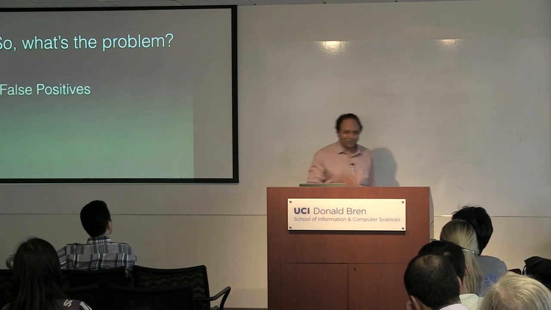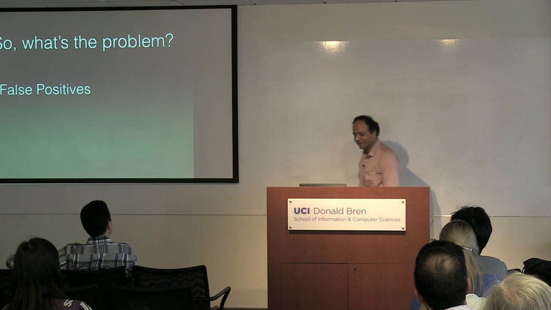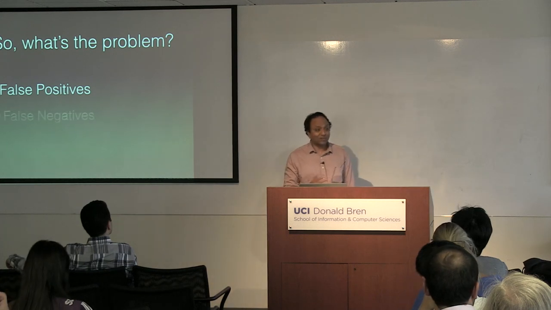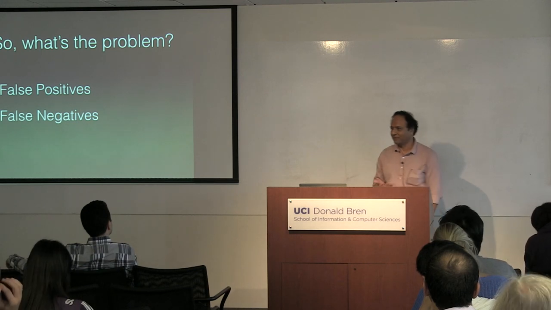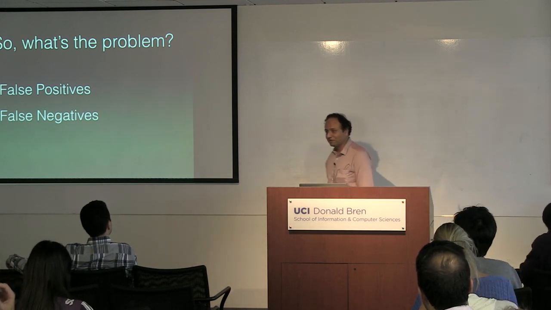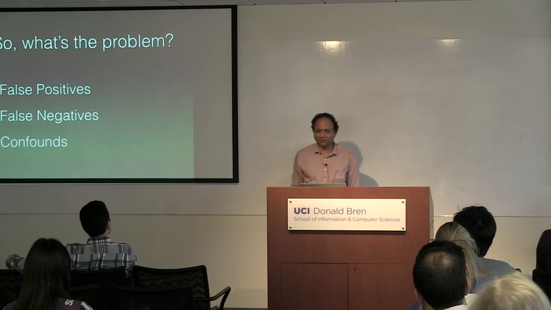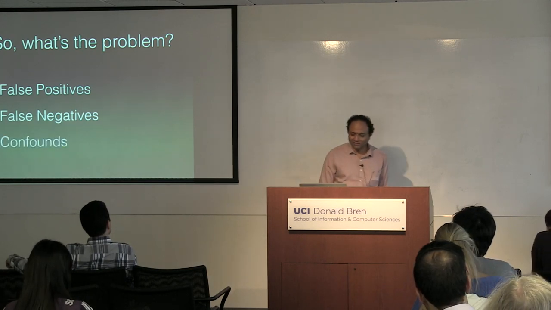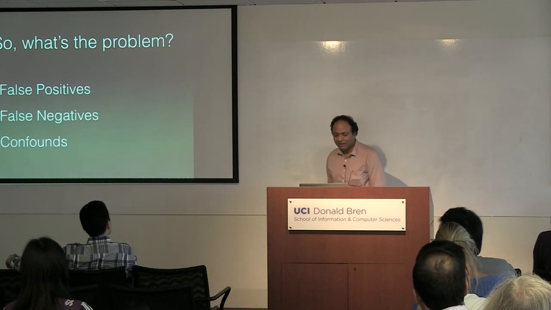So, experiments can have false positives. You can find things that aren't really there. They can have false negatives. You can fail to reject the null hypothesis when you should have rejected it, that is, your experiment wasn't good enough to find the effect. There are confounds. This is the source of most of our disagreements with the editor in charge of our research highlights paper, and she's concerned about various kinds of confounds.